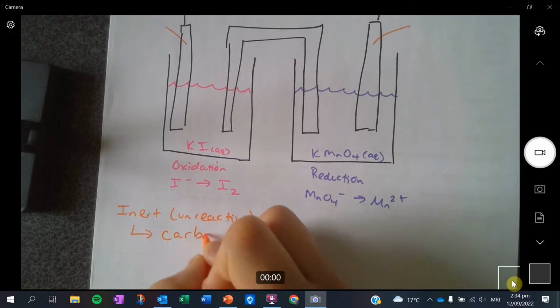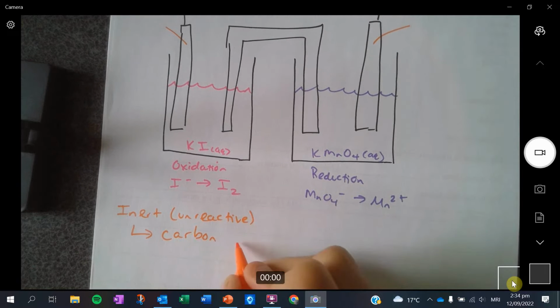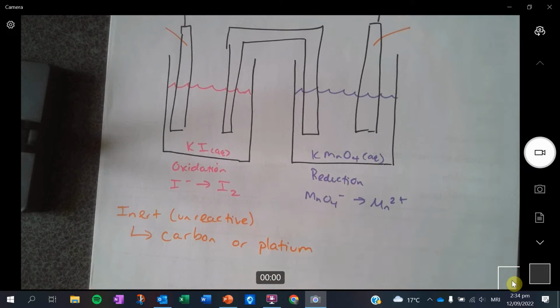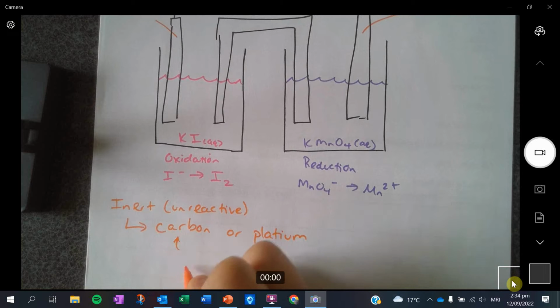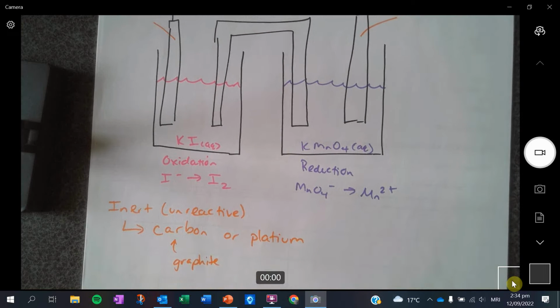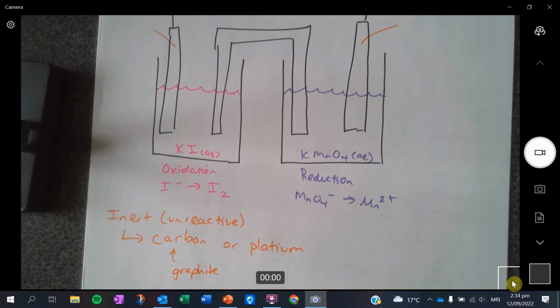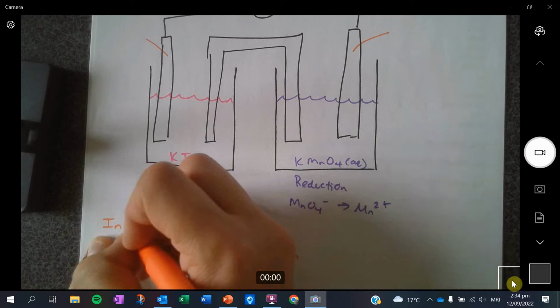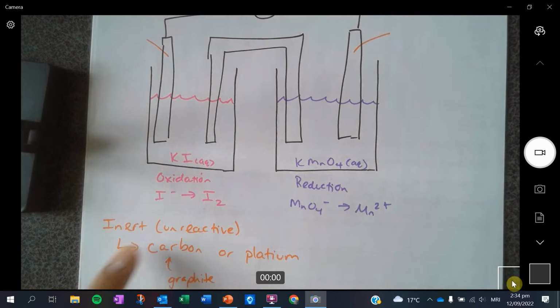Carbon. So carbon, the other one is platinum. Yeah, so carbon can also be referred to as graphite. Carbon is a type of graphite. We okay? The yellow. The orange, inert. I-N-E-R-T, inert. It means unreactive. So we use something like carbon or we use something like platinum.